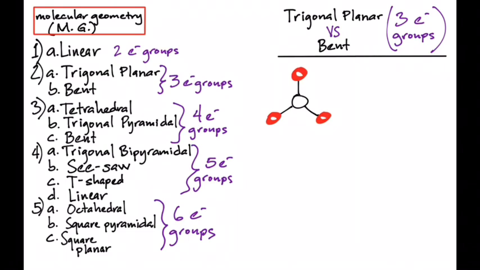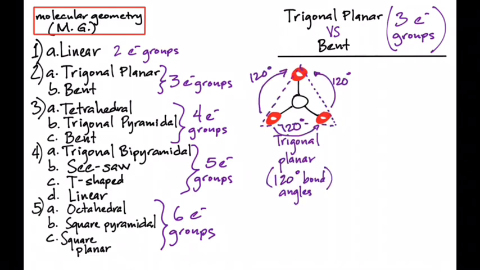And so because we have 3 bonding pairs or 3 electron groups, the electron geometry will be trigonal planar. And because you have all 3 bonding groups, the molecular geometry will also be trigonal planar with 120-degree bond angles. Now, what if we replace one of the terminal atoms with a lone pair?